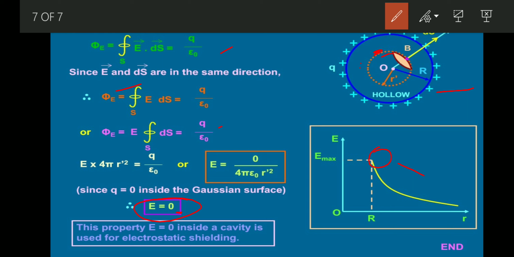So I hope the two applications are clear to you, and kindly go through them, and next we are going to solve the numericals regarding these relations.